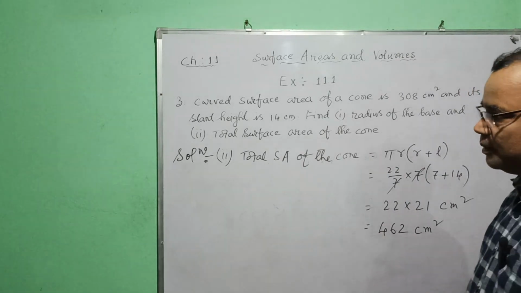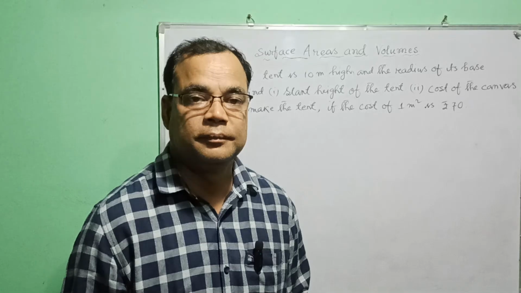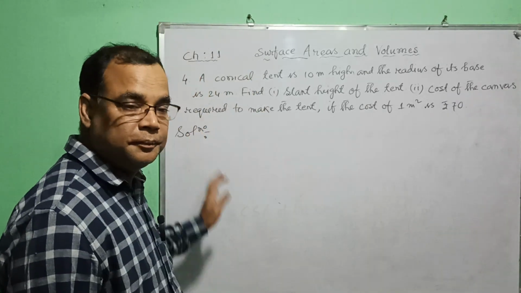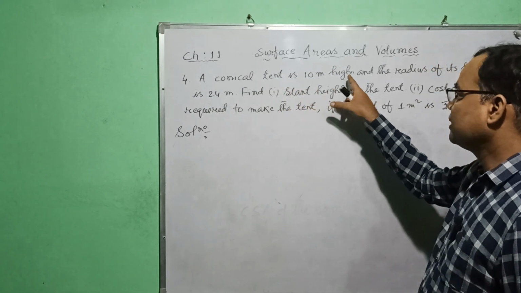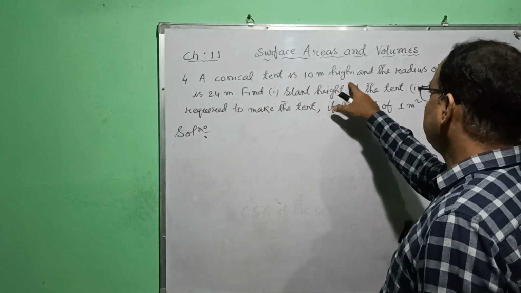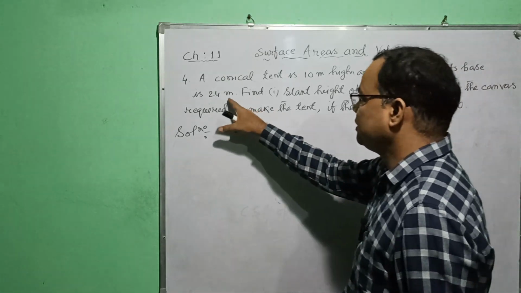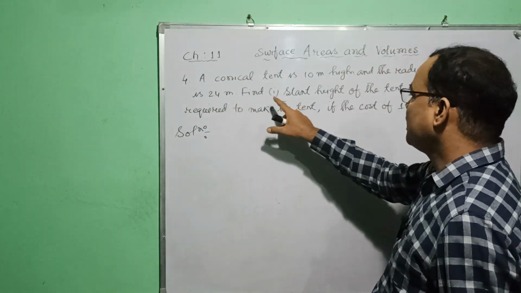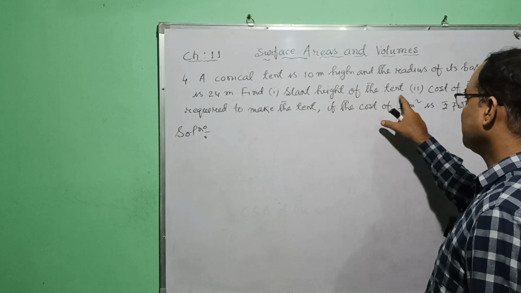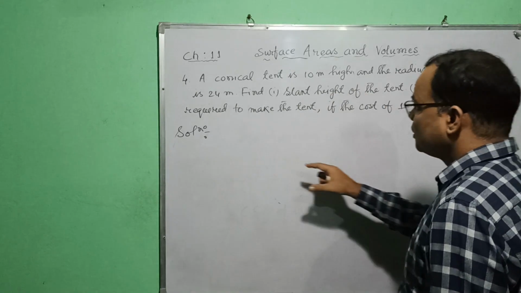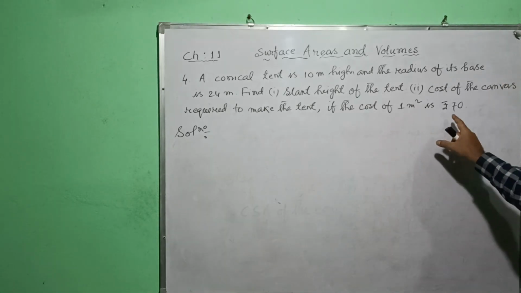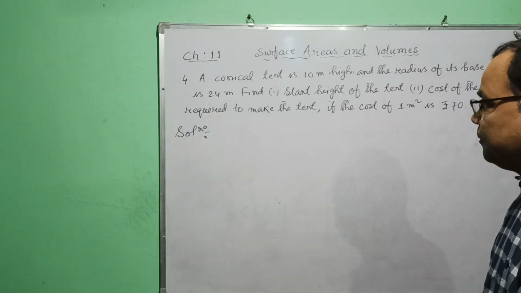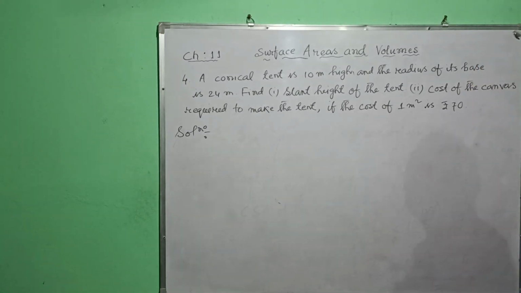Now we'll start question number 4. In question number 4, it is given that a conical tent is 10 meter high, meaning the height is 10 meter, and the radius of its base is 24 meter. Find, the first one, the slant height of the tent. Number 2, the cost of the canvas required to make the tent, if the cost of 1 square meter is rupees 70.